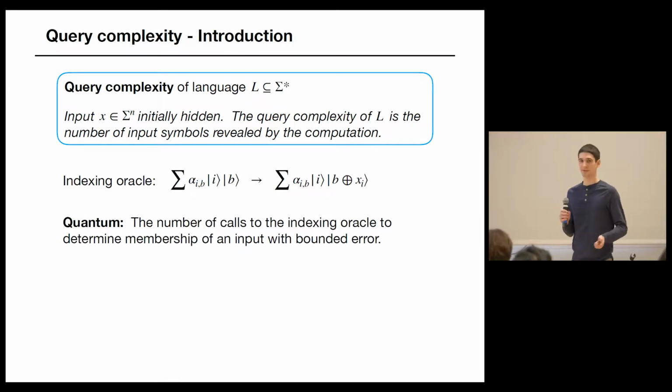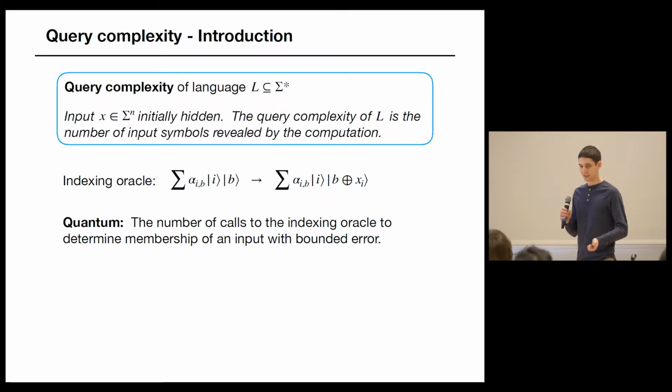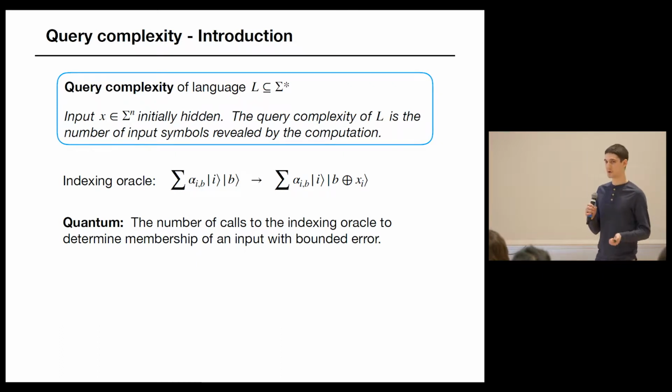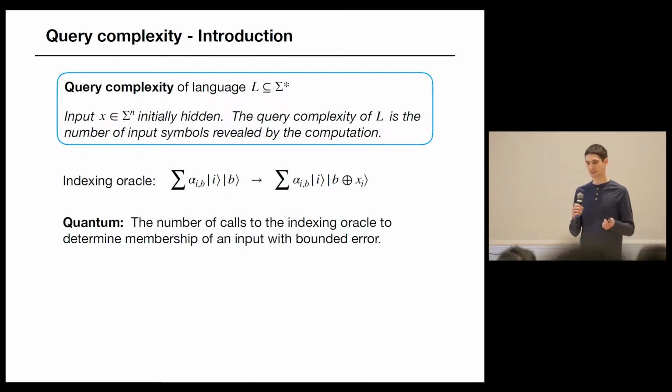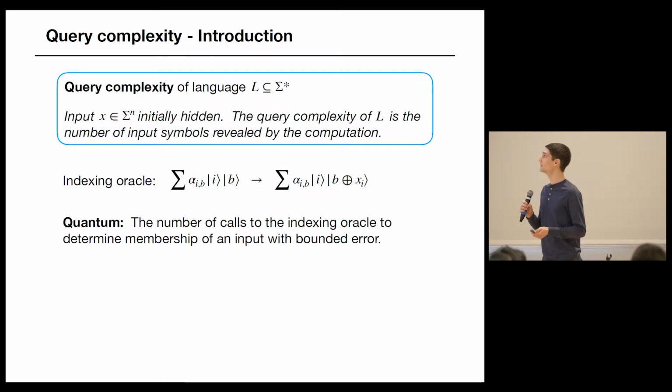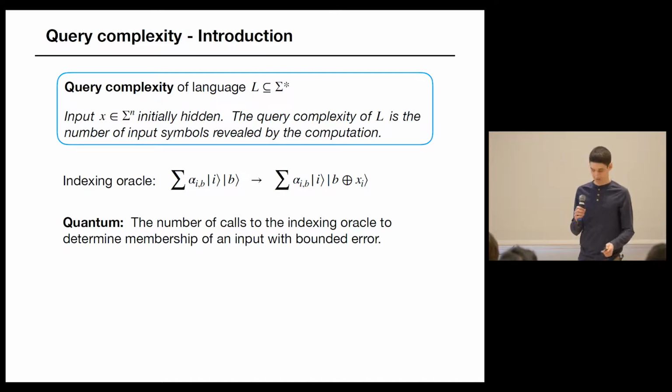For quantum algorithms, it's a bit less straightforward, because it's unclear which bits I'm actually accessing. So we measure the quantum query complexity as the number of calls to an indexing function. An indexing function just takes an index i as input and it XORs the corresponding bit into another register. Then the quantum query complexity is just the number of calls that you have to this indexing oracle such that you can determine membership with bounded error.